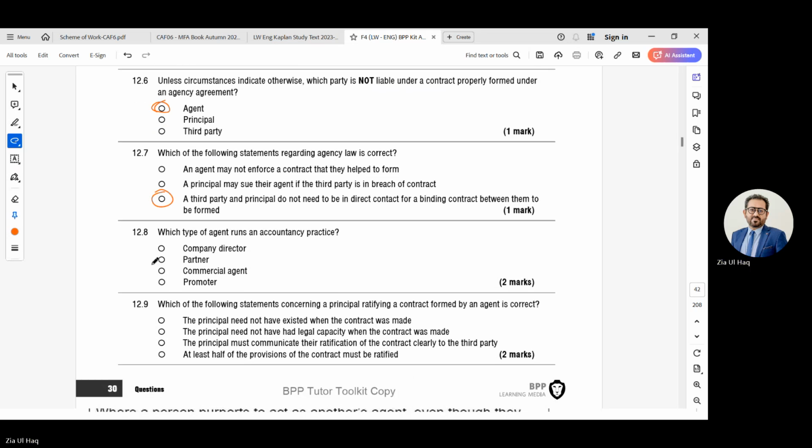12.8. Which type of agent runs an accountancy practice? Audit firm, accounting business, should be through a partnership business. It cannot be registered as a company, either sole trader or partnership. So a company director cannot be an accountant or auditor. Partner, not commercial agent, not promoters.